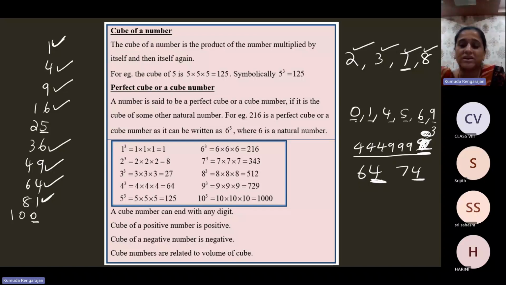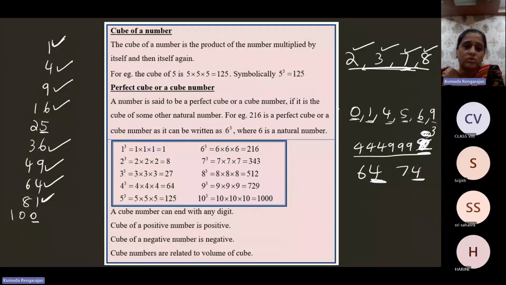So all numbers that end with the digit 0, 1, 4, 5, 6 or 9 need not be perfect squares. They may be perfect squares, but there is no condition that it has to be a perfect square because it ends with 0, 1, 4, 5, 6 or 9. So is it a perfect square? No. It may be a perfect square. But if it ends with 2, 3, 7 or 8, it is not a perfect square. Without any calculation, you can say that.